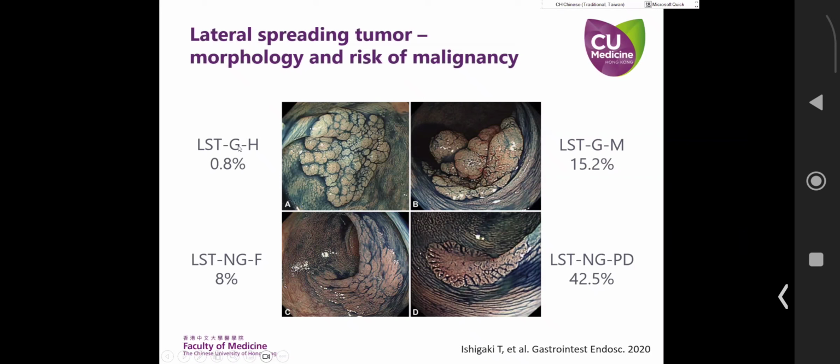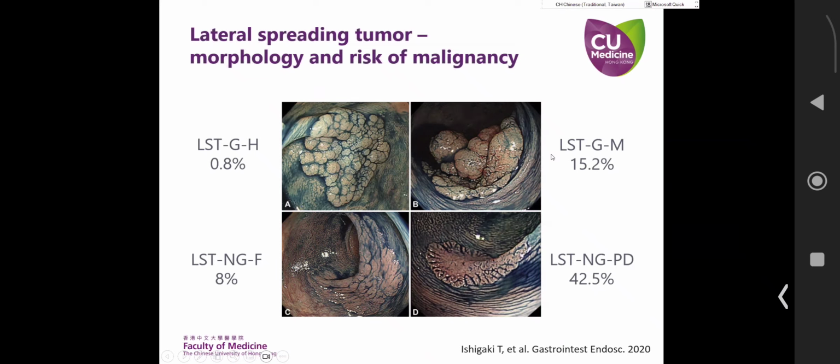But then if this is a granular type, you also need to determine whether there's any predominant nodule. So the left side is what we call the homogeneous LST. Essentially all the granules look the same. In fact, you can see that this type of lesion is the most benign according to histology correlation.